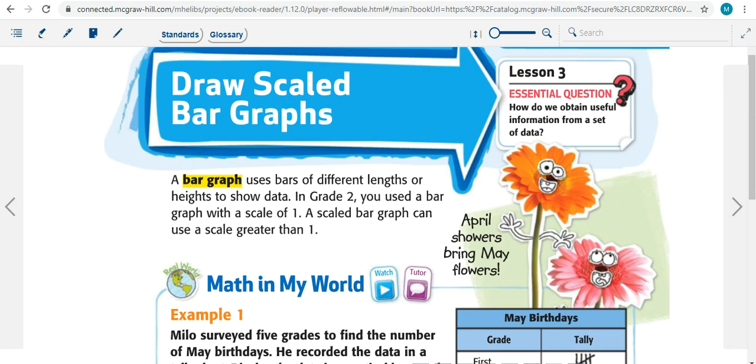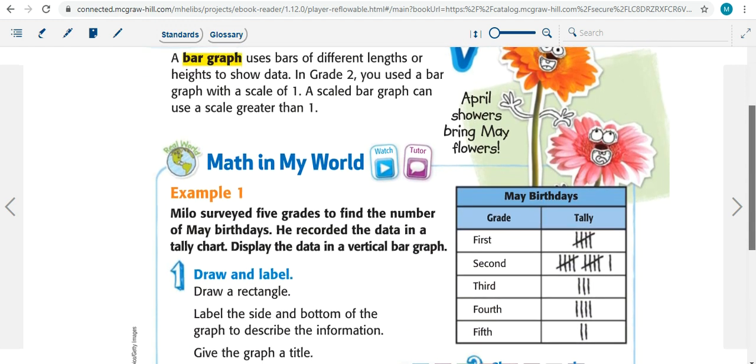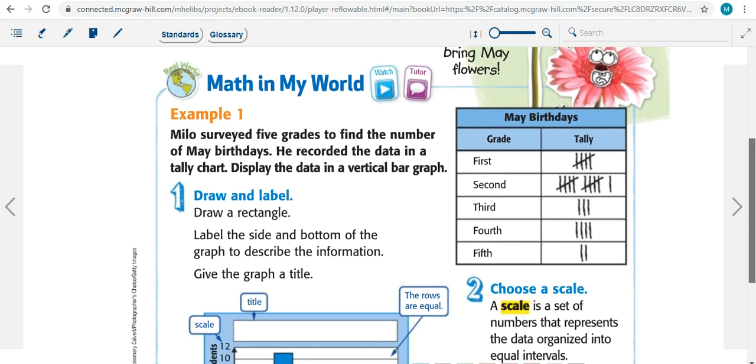Draw scaled bar graphs. A bar graph uses bars of different lengths or heights to show data. In second grade, you used a bar graph with a scale of 1. A scaled bar graph can use a scale greater than 1. Now, let's look at the data here.